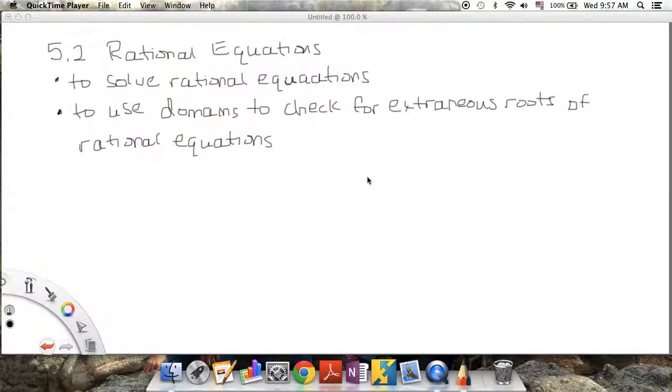Today we're going to talk about section 5.2, rational equations. We're going to solve those and we're going to use the domain to make sure we check for extraneous roots, or answers that don't really belong.